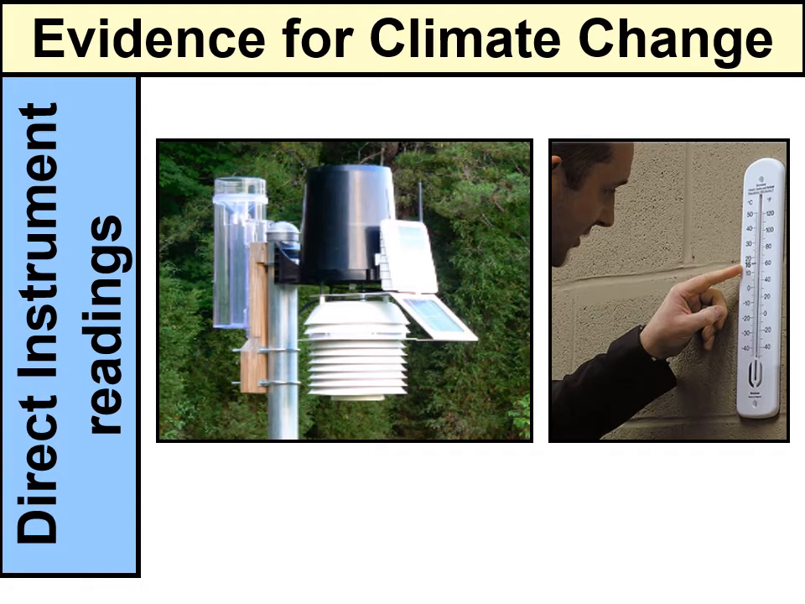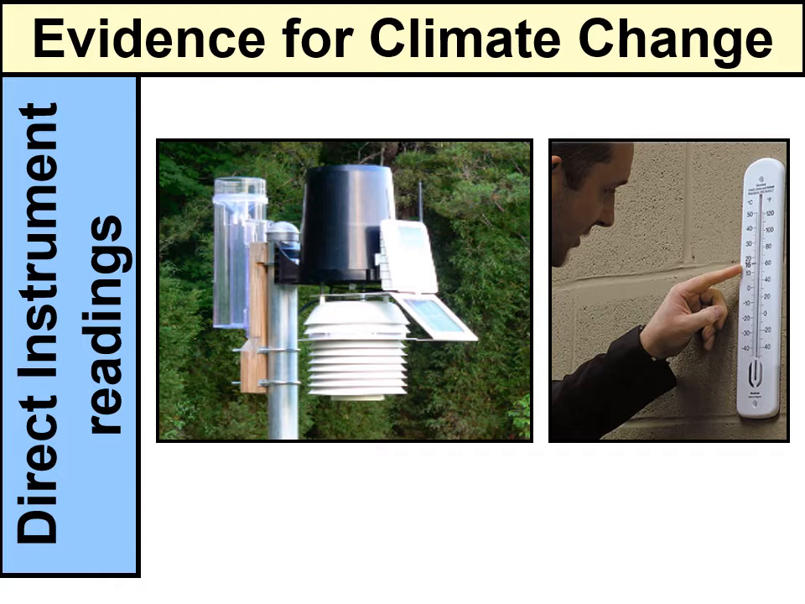So how do we know what the temperature or the climate was like in the past? The first one here is direct instrument readings. So very simply, look at the thermometer, take a reading and record it. Now, of course, the problem with this is reliable thermometers have not been around an awful long time, maybe 100, 200 years in some form or another.